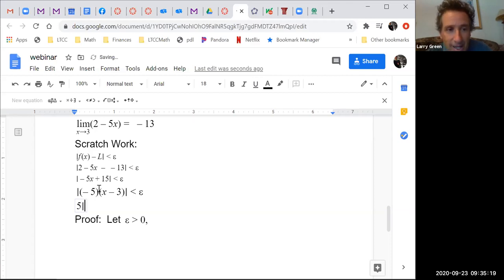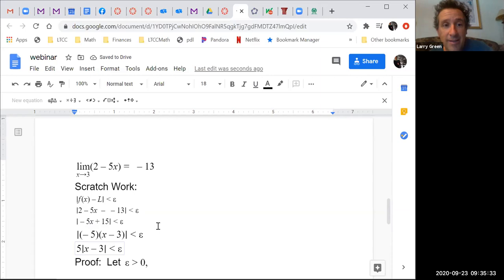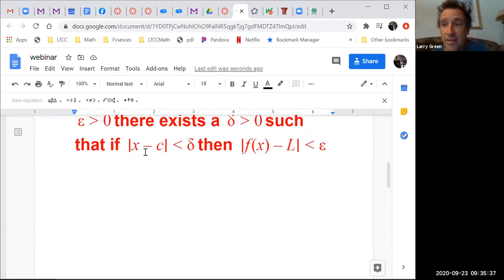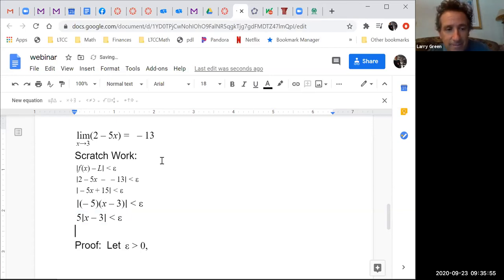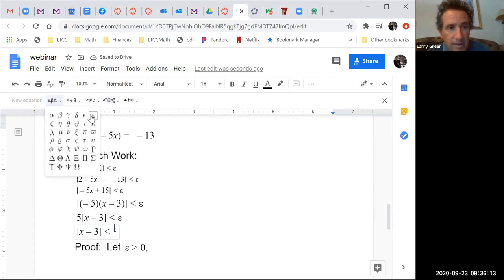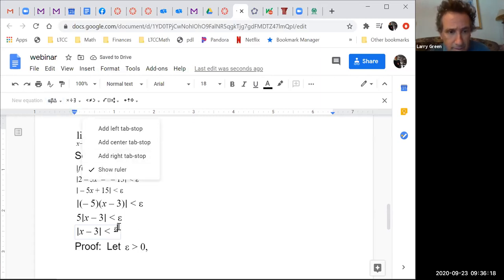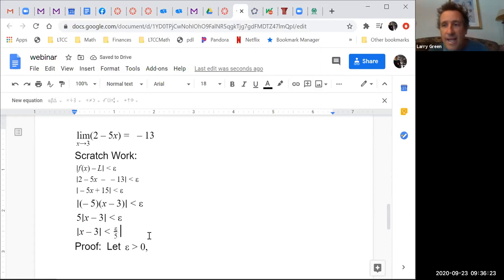5 times the absolute value of x minus 3 is less than epsilon. Remember, my whole goal is to get the absolute value of x minus 3 by itself, because in the definition I need an absolute value of x minus c. So that's my goal in my scratch work, to get an absolute value of x minus c less than something. So the last step is to divide by 5. And we get the absolute value of x minus 3 is less than epsilon over 5. Any questions on this?